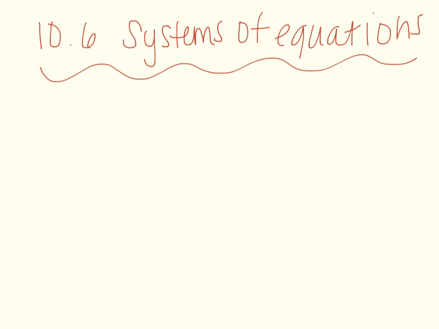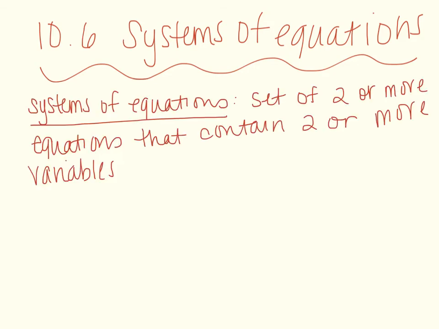Today we're doing 10.6, which is systems of equations. Let's start with the definition. A system of equations is a set of two or more equations that contain two or more variables. An example would be y equals 2x minus 5 and 8x minus 3y equals negative 7. Here you see that we have two different equations, and in both of the equations they have two variables that are the same.